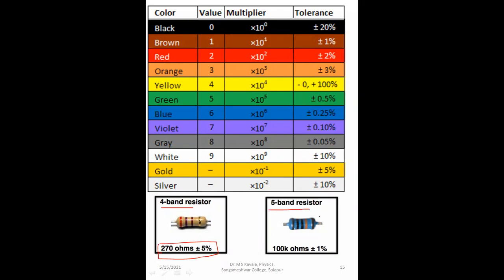Then in case of a 5-band resistor, if we come to know the values of the colors on the resistor, then we can find out that the value of this resistor is equal to 100 kilo ohms with tolerance equal to 1%, because on the right hand side of this resistor, a brown band is present, and the tolerance for this brown band is plus minus 1%.